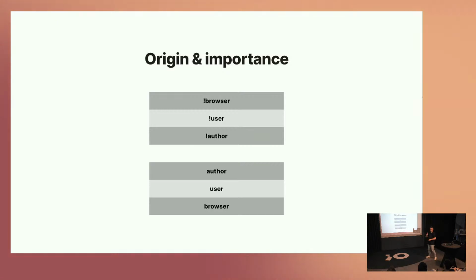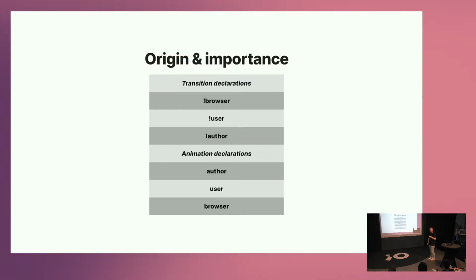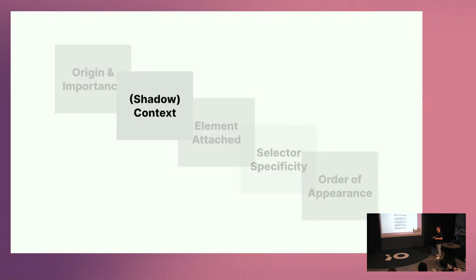There are two special ones. Those are transition declarations and animation declarations. So if we have transitions, we don't want them to be overridden by any other CSS. So they're on top. They are the most important declarations you can have. And the animation declarations are between the important author and non-important author styles. Can you follow? For those who don't know CSS, can you follow? Almost. Okay, shadow context. Any fans of web components?